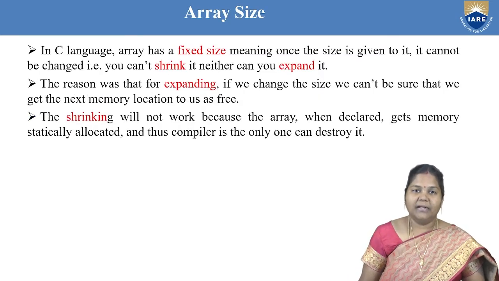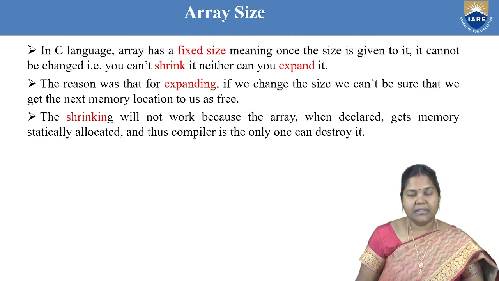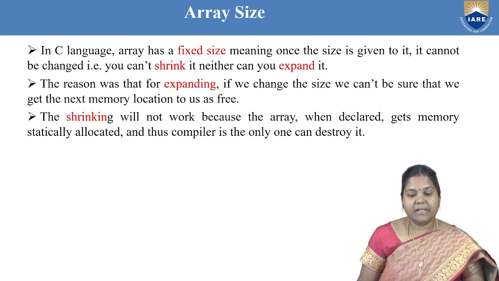Next, how will you find out the size of the array? Now, normally the array has a fixed size. That means once the size is given to it, it cannot be changed. You cannot shrink the array or expand it, because the memory allocation to arrays is static in nature. Whenever you declare the size of the array, that much memory will be allocated based on the data type. The reason we cannot expand is that we do not know whether the next memory location will be free to use or not.